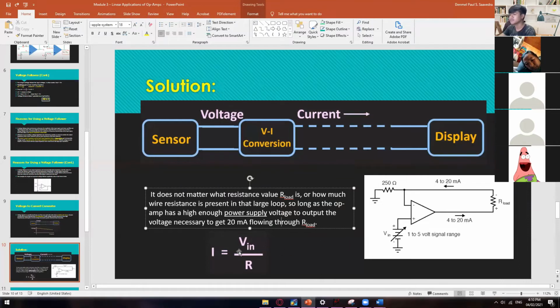So how did we get this one? Just by using this formula, which is I equals V divided by R. V is, let's say, 5 volts, and your R here is 250. So 5 divided by 250, you will get 20 milliamps. If you have an input of 1 volt, then you will get 4 milliamps, and so on and so forth, depending on the values of your resistors. It doesn't matter if we have here an R load of 1000, 1500, 2000, as long as we have a high enough power supply.